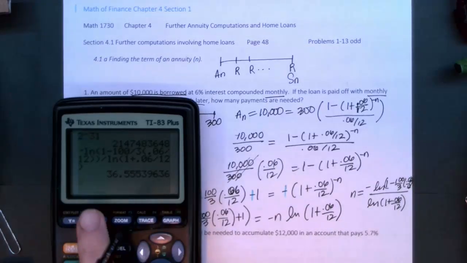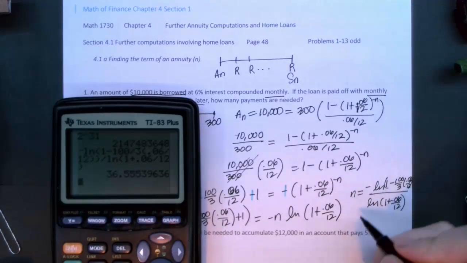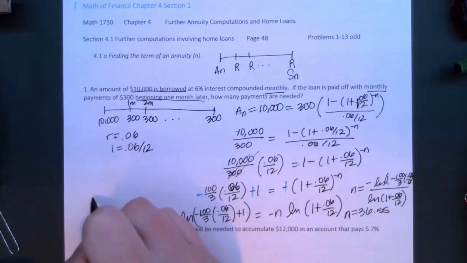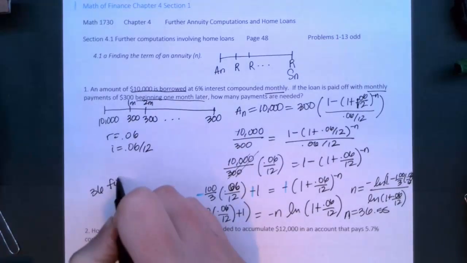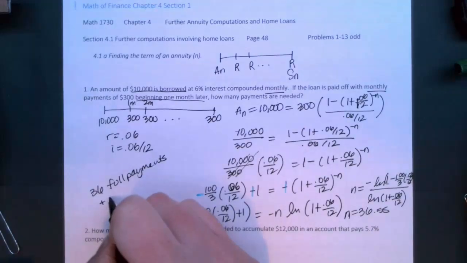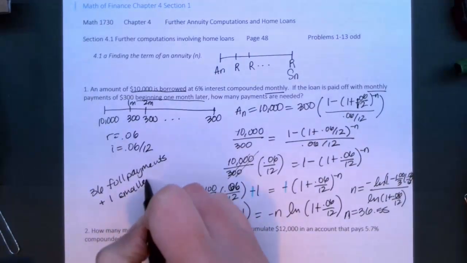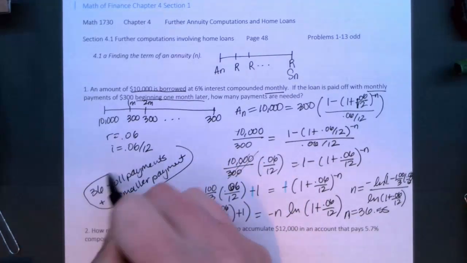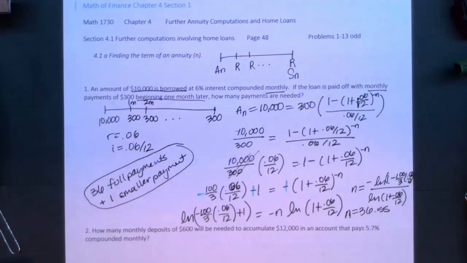So what this means is, because we have 36 and then a fraction, n is 36.55, okay? This means that we're going to make 36 full payments and 1 smaller payment. Okay, because when we're talking payments here, the amount can change, but the number of payments isn't going to change. So we're making 36 full payments and then a smaller payment.